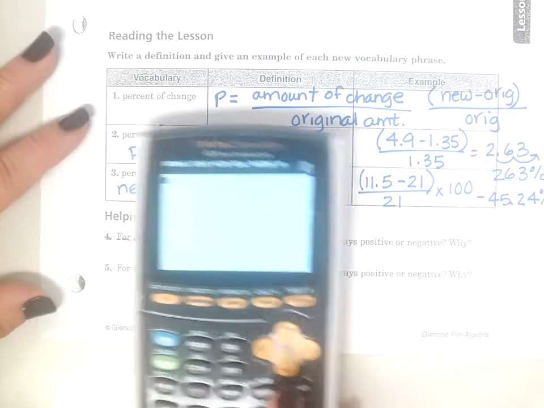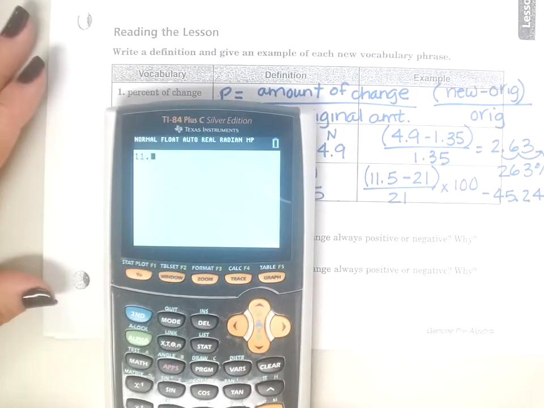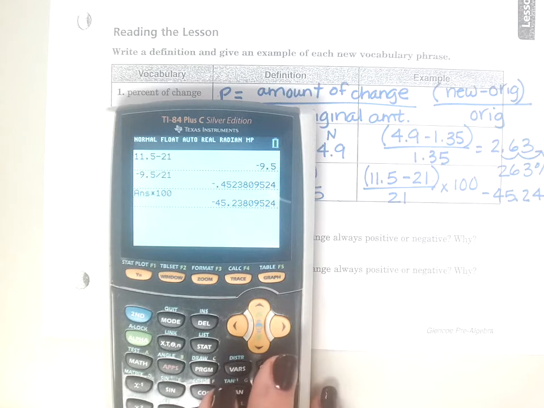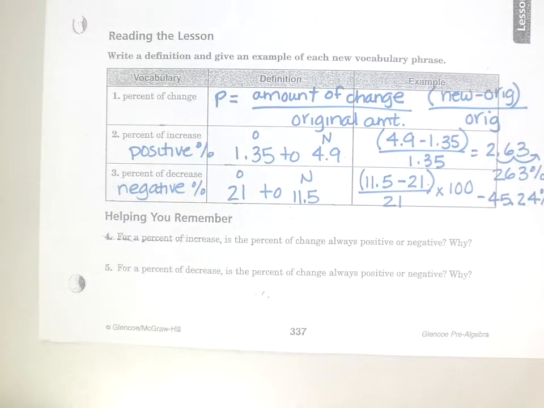If you have a regular calculator, you might want to do the subtraction first, get your negative 9.5, then divide negative 9.5 by the 21, hit equal, and then either move your decimal 2 places to the right or multiply by 100 to get your percent. You can do either one. So it doesn't matter if you don't have a scientific or graphing calculator, you just have to do each step separately rather than typing the whole thing in at once.